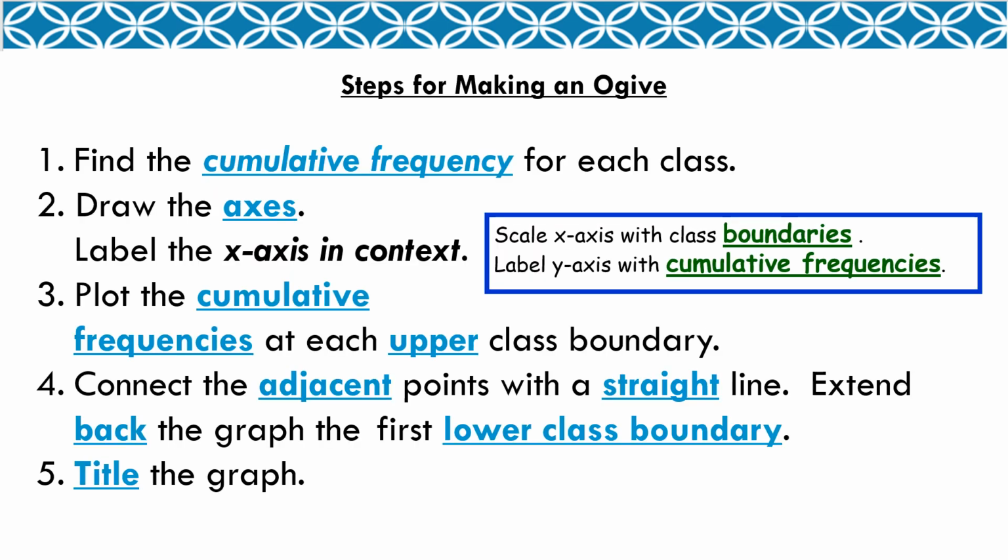An ogive is a graph that represents the cumulative frequencies of each class at its upper class boundary. To make it, we need to find our cumulative frequencies. We need to draw our axes. Of course, label your x-axis in context, but we're going to scale it using our class boundaries. Label the y-axis cumulative frequencies. So we're going to plot the cumulative frequencies at each upper class boundary. Connect adjacent points with a straight line. Extend back the graph to the first lower class boundary. So it will start at the lowest lower class boundary at 0 for our y-axis.